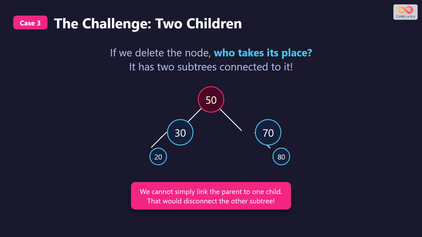Now for the tricky part. What if the node has 2 children? We cannot just link the parent to 1 child because what happens to the other one? A node can only have 2 children max. Simply deleting it would disconnect a part of the tree. We need a smarter strategy.